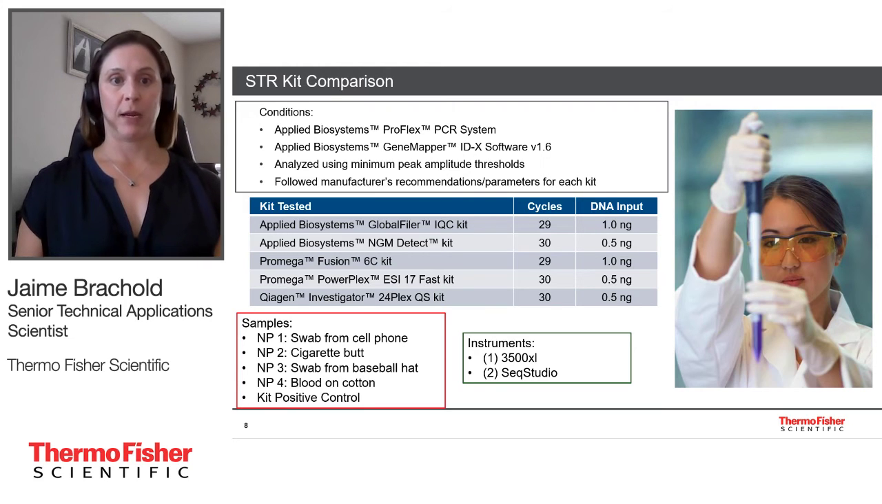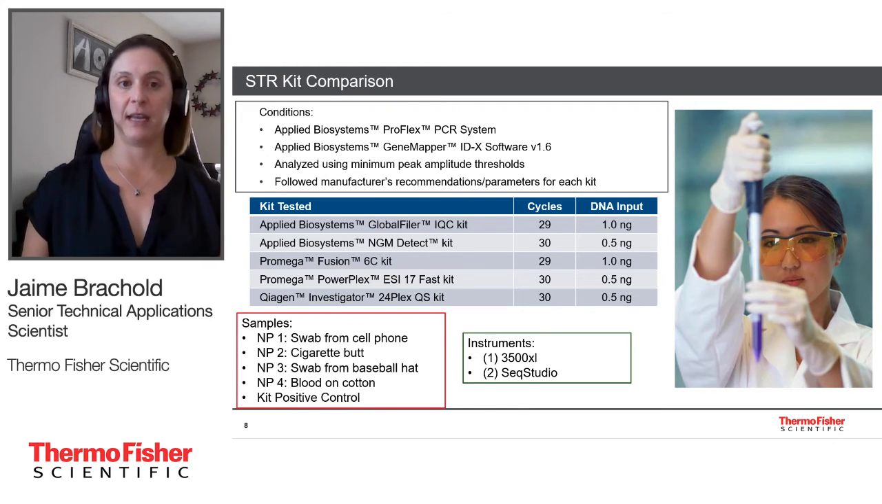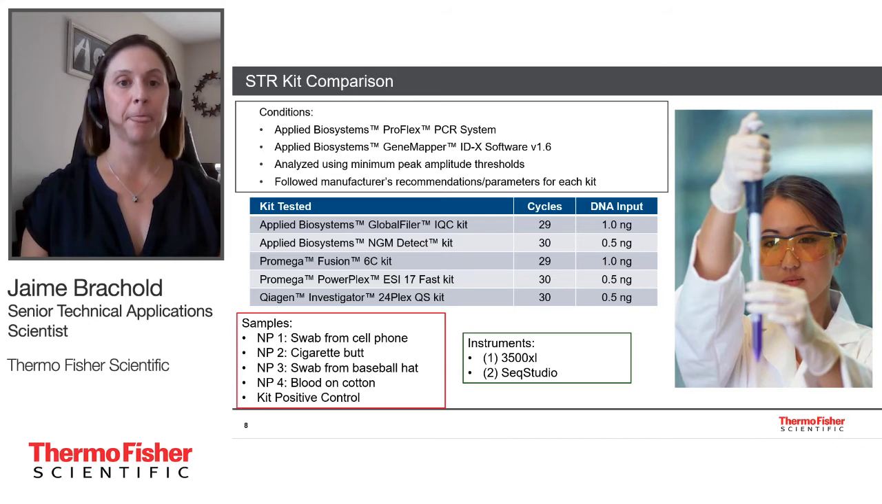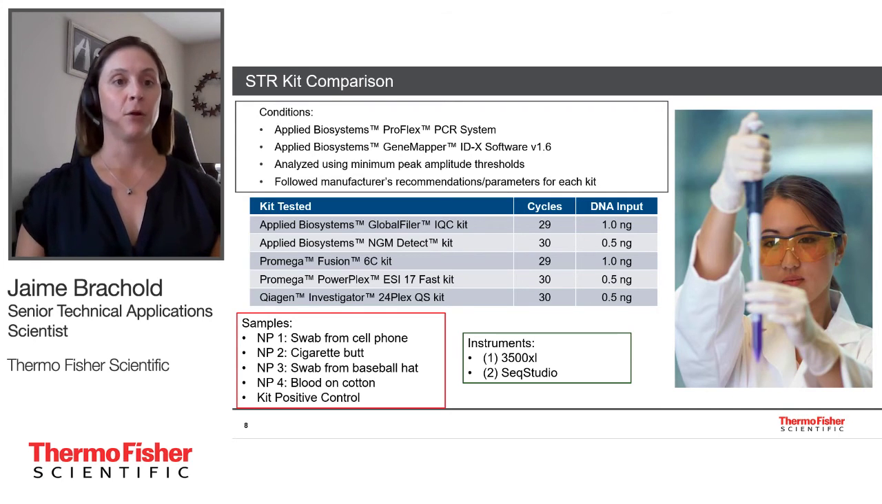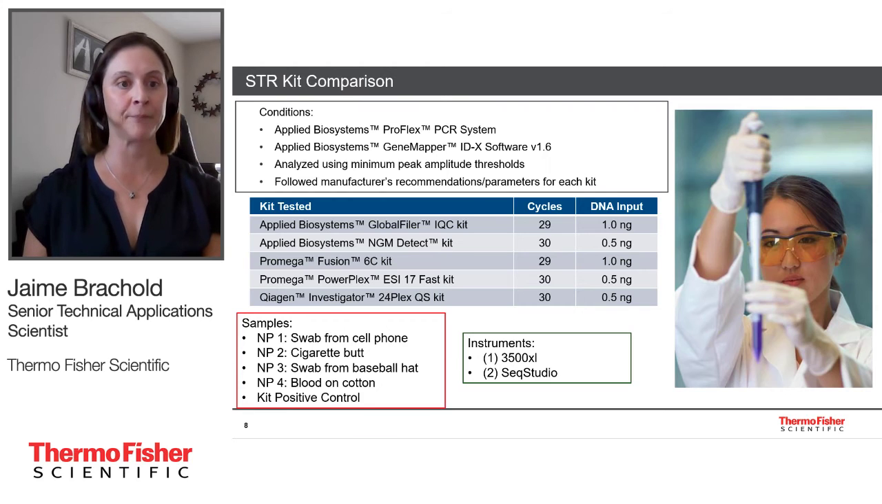Otherwise, we followed manufacturers' recommendations and parameters for each kit as it related to amplification and CE injection. You can see the kits listed in the blue table. So Global Filer IQC and NGM Detect were the two Applied Biosystems kits. Promega Fusion 6C and Promega PowerPlex ESI 17 Fast were two kits from Promega that we ran, and the QIAGEN Investigator 24-plex QS kit was the kit from QIAGEN. So 5 kits in total.